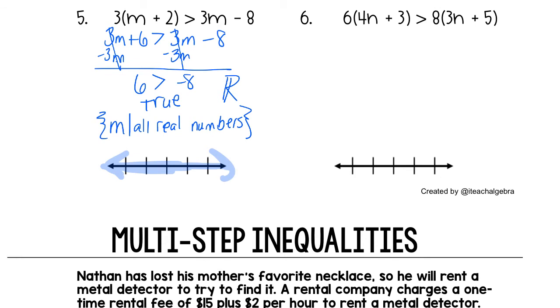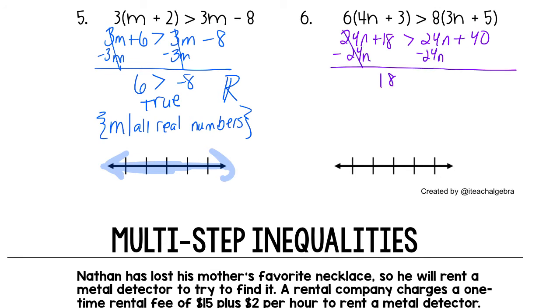Number 6, last one in this group. Distribute first. 24n plus 18 is greater than 24n plus 40. Let's get our n's together again. Got 18 is greater than 40. This is false. This means that nothing that we could ever plug in for n in this inequality would ever be true. So this is no solution, which we're going to show like that.